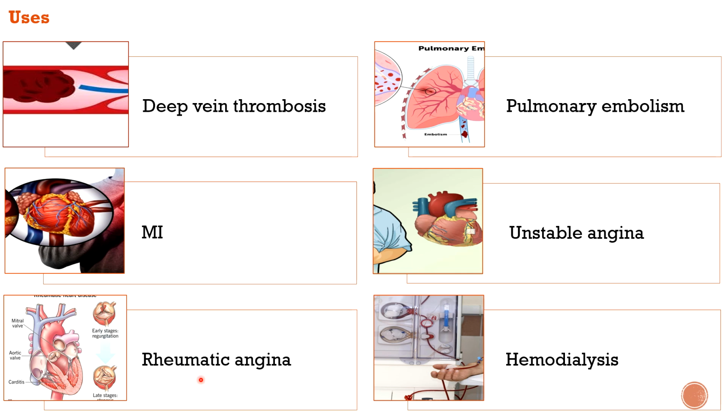Rheumatic angina means when scarlet fever is not treated properly, it causes inflammation and later it affects the heart and causes angina pectoris, so we call it rheumatic angina. And we also use warfarin for a prophylactic purpose, to reduce the coagulation during hemodialysis. During hemodialysis, during blood purification, we use warfarin to avoid clot formation in the blood.